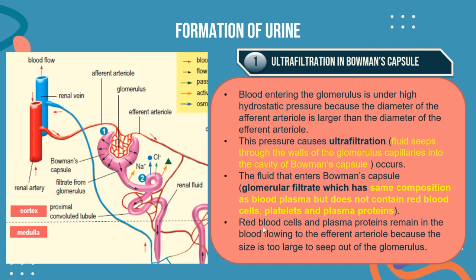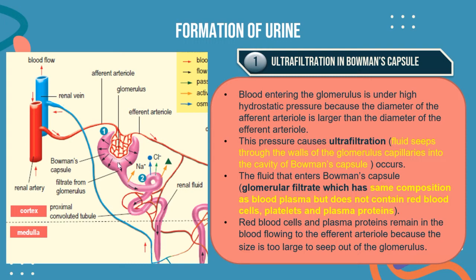Why? Because the red blood cell and plasma protein size is too large. The red blood cells and plasma protein remain in the blood flowing to the efferent arteriole because the size is too large to seep out or to diffuse out of the glomerulus. So the glomerular filtrate does not contain any red blood cells, platelets, or plasma protein because their size is too large to diffuse out from the glomerulus.